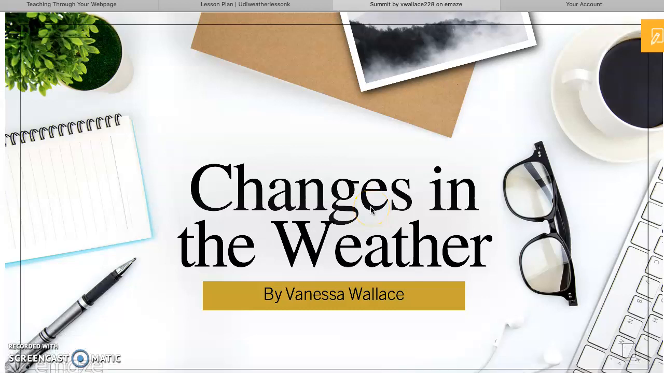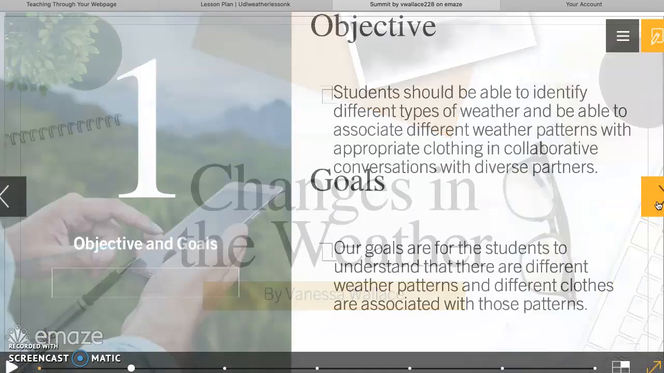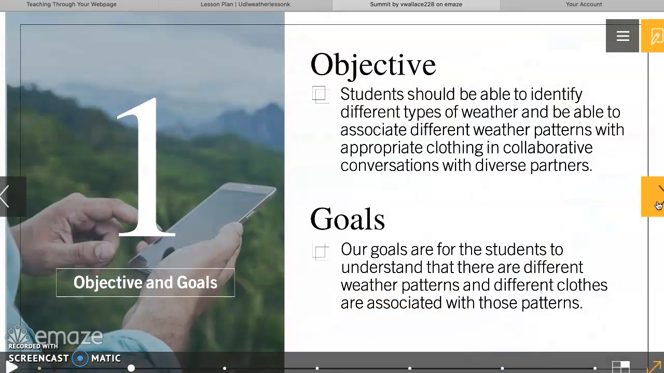Hello everybody. We are going to be doing a lesson on the changes in the weather. First, we are going to start off with our objectives and our goals.